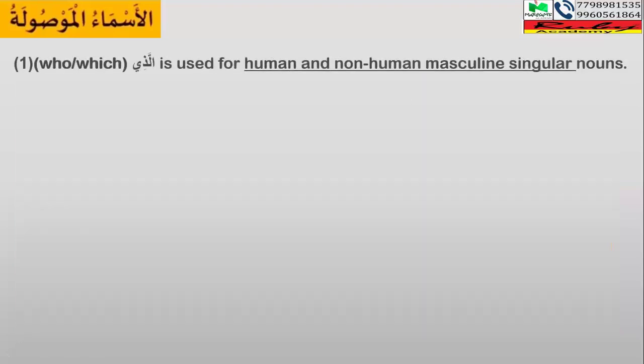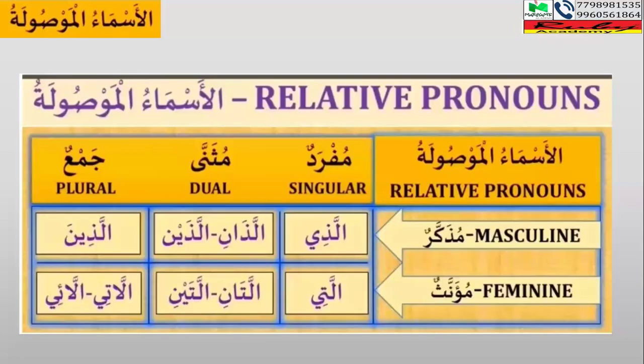Now let's see. Whatever the relative pronouns are here, the meaning will be who and which. Who is used for human and which is used for non-human. In English, we have only two words for the relative pronouns, who and which. Who is used for human and which is used for non-human. In Urdu, there is only one word, jo. We use jo, but in English we use two: for human, who, and for non-humans, which.